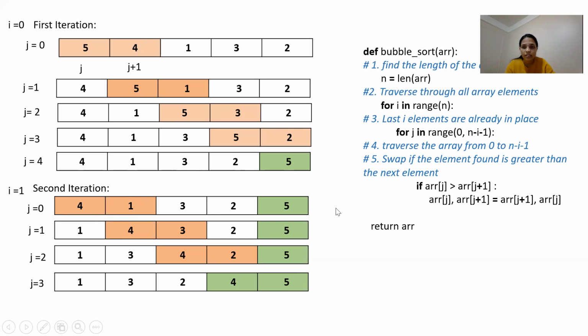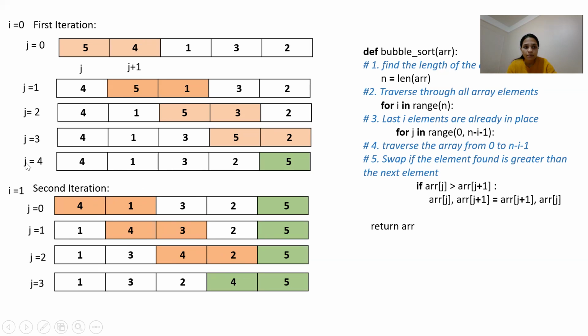Here my j is now 0. I compare: 4 is greater than 1? Yes, so the swapping happens here. Next my j is incremented after the if condition, so j is 1 now. 4 is greater than 3? Yes, the condition becomes true and the swapping happens. Then again when j is 2, I check 4 is greater than 2. The condition is true, and my 4 is in its position now. You can see the number of iterations in the second pass is less compared to the first one, because the first one was going from j0 to j3, and now j0 to j2.